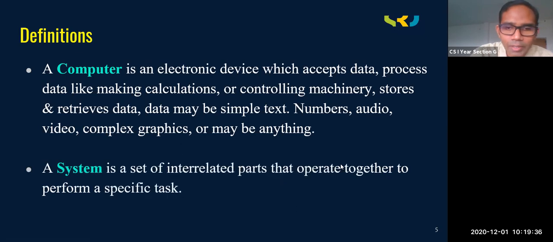Then we have the definition of a system. A system is a set of interrelated parts that operate together to perform a specific task.